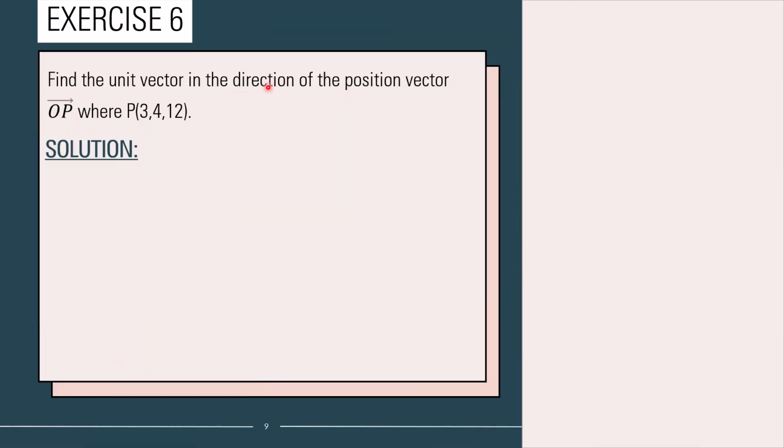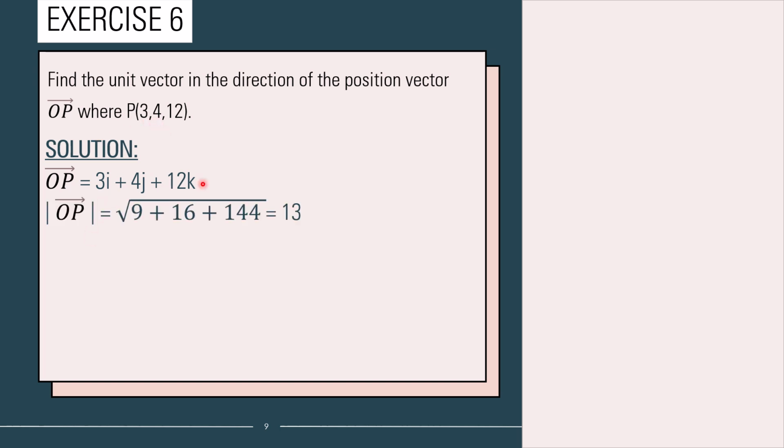Next, we have: find the unit vector in the direction of the position vector OP, where P is (3, 4, 12). So a point P is given to you, and you have to find the unit vector in the direction of this position vector. How do we do that? First of all, you have a point P, which is 3i plus 4j plus 12k. Okay, we find the magnitude.